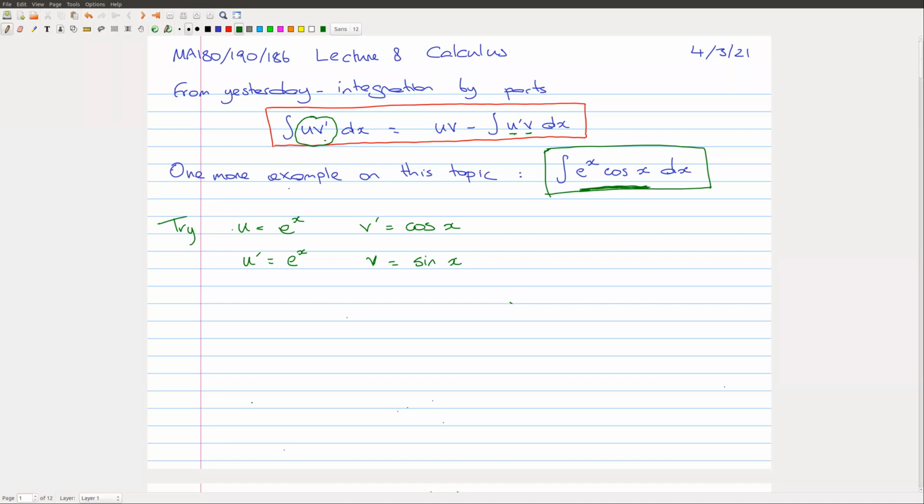Well, let's throw it all into the formula anyway and see what we get. So doing this, we get the integral of e to the x cosine x dx.